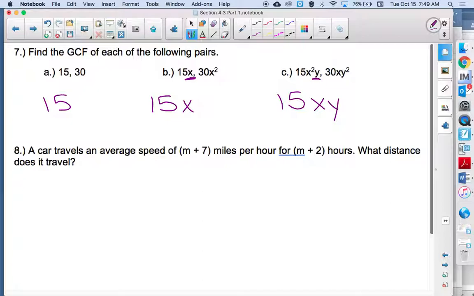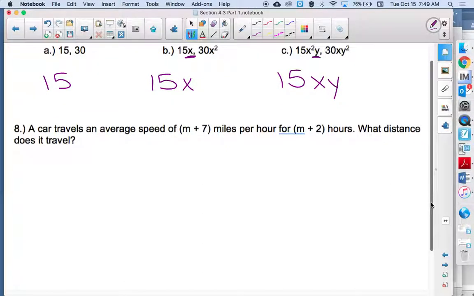The last one says a car travels with an average speed of m plus 7 miles per hour for m plus 2 hours. What distance does it travel? How would you do that problem? Why do you multiply them together? Well, because it's the average speed for each hour, m plus 2 hours. Yeah, so it says what distance does it travel?